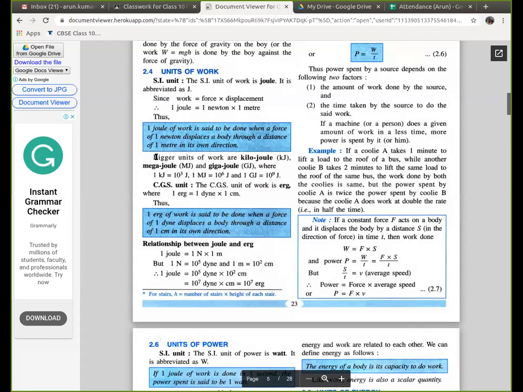Okay, did you catch that? I made an error. I put erg over here. Force is measured in dynes and displacement is measured in centimeters. If a force of one dyne displaces an object by a distance of 1 centimeter in its own direction, then the work done will be measured as 1 erg. Any questions?